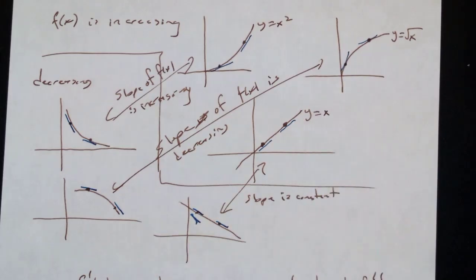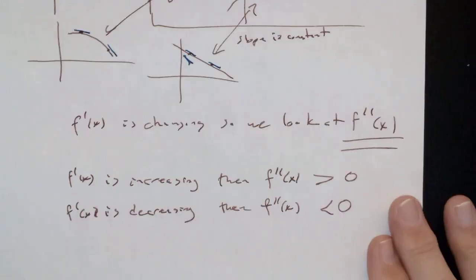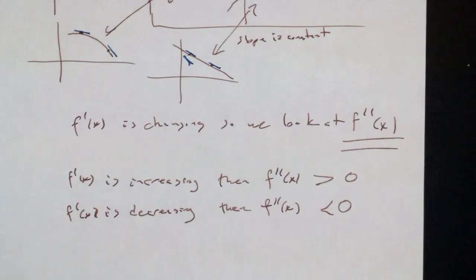So I can actually use my second derivative to tell me about f. The curviness of f, whether it's curving upward or curving downward. We're actually going to use those phrases.